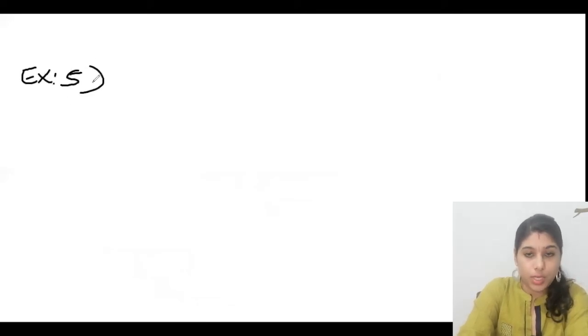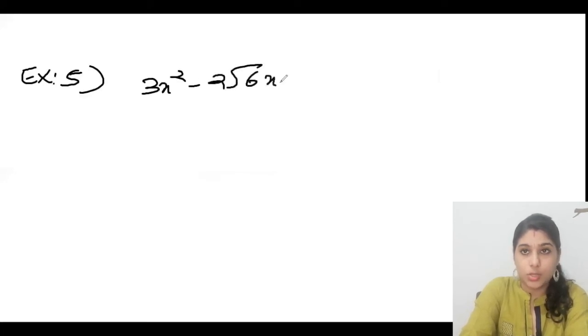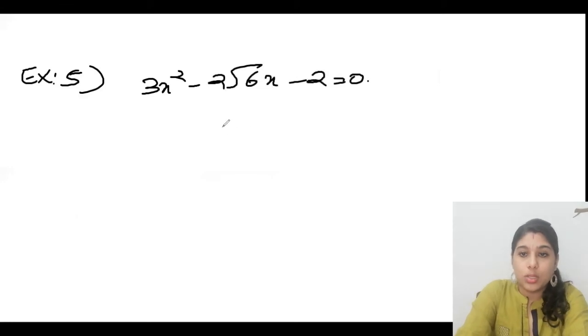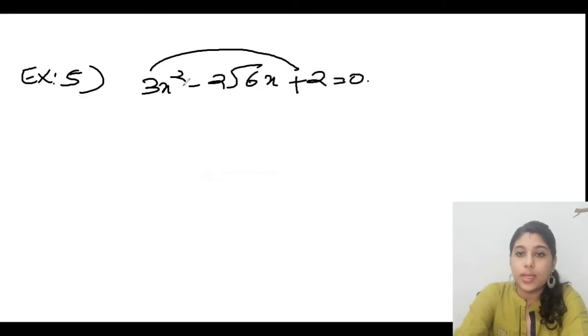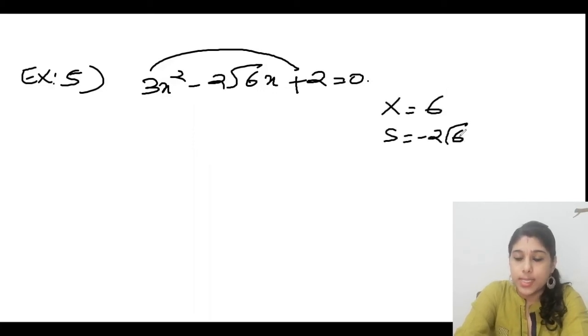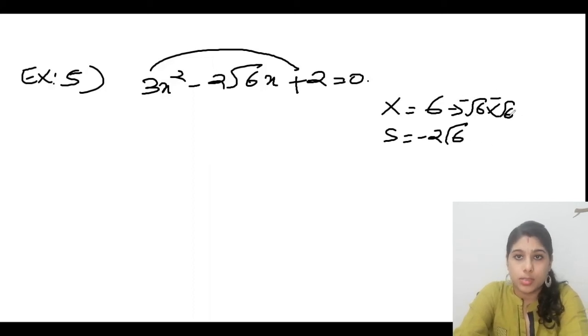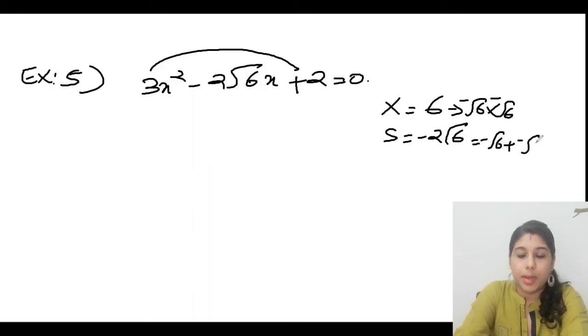Example 5. Find the roots of the equation 3x square minus 2 root 6x minus 2 is equal to 0. For getting 3 into 2, the product should be 6 and the sum should be minus 2 root 6. So root 6 into root 6 is 6, and minus 2 root 6 should happen. Minus root 6 into minus root 6 is plus 6, as well as minus root 6 plus minus root 6 will be minus 2 root 6.